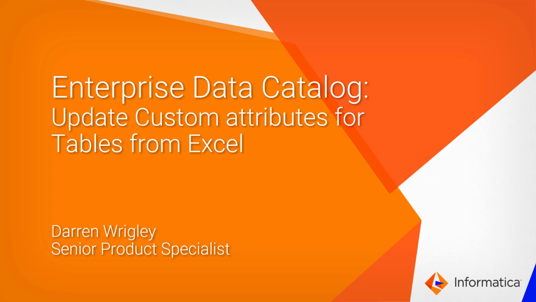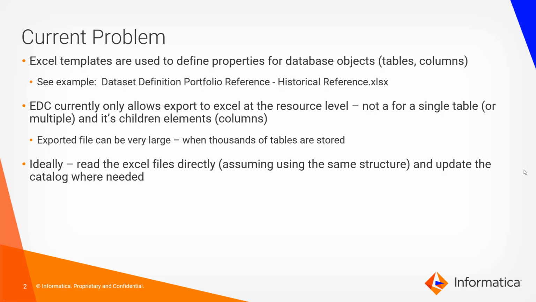Hi, for today's session, we're going to walk through how to import custom attribute contents from Excel directly into the catalog. The current issue we're trying to solve is that we work with a lot of companies that have Excel templates with a specific format. We don't want to change that format. We want to just be able to use that to upload content into the catalog.